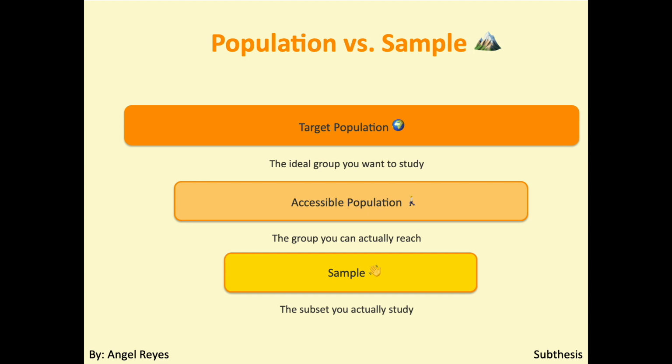Here's where theory meets reality. Your target population is everyone you'd love to study. Your accessible population is who you can actually reach. Your sample is who participates. Think studying college student stress. Target population might be all college students globally. Accessible population could be students at reachable universities. Sample would be actual participants. This hierarchy helps you understand both possibilities and limitations.